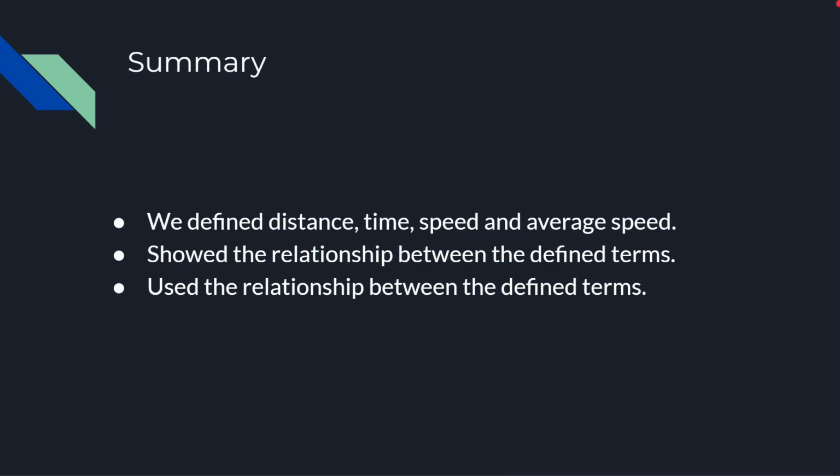All right, and that's it for today's lesson. We defined distance, time, speed, and average speed. We looked at the relationship between speed, time, and distance, and the relationship between average speed, total distance, and total time. Then we used the relationship between the three quantities to determine unknowns.